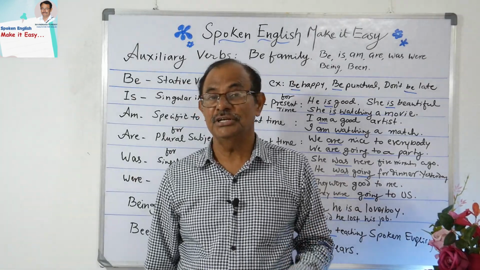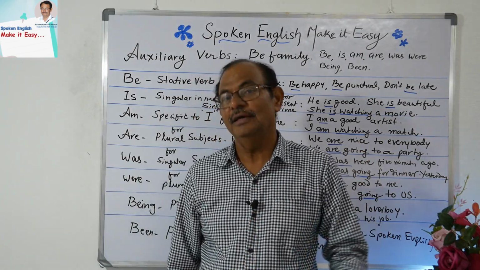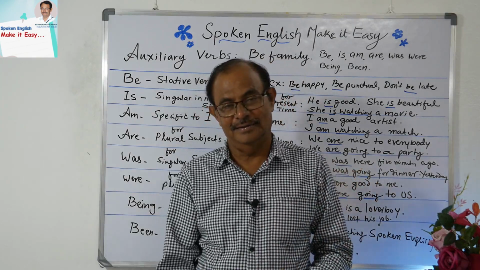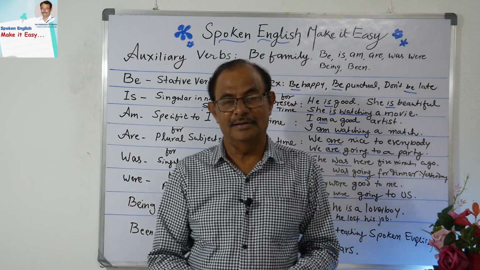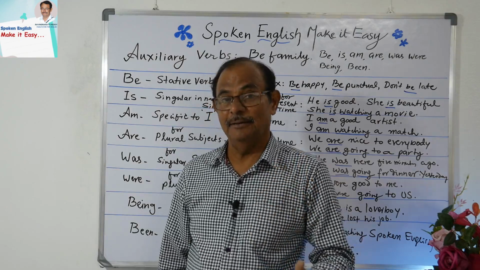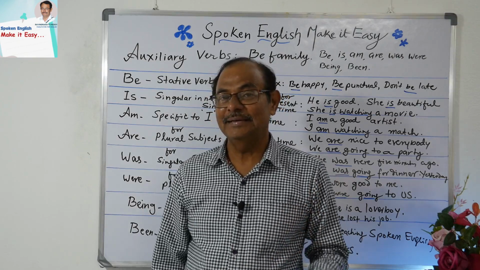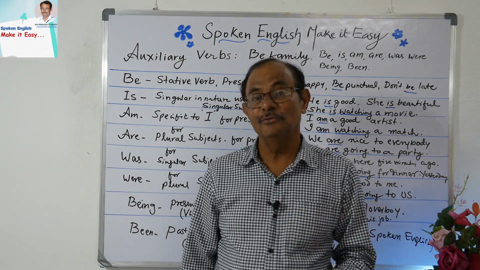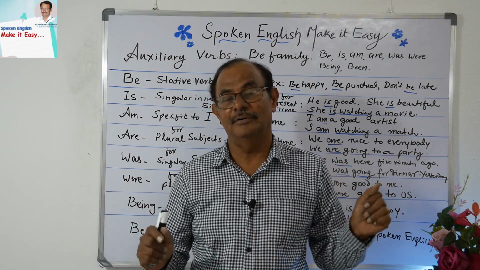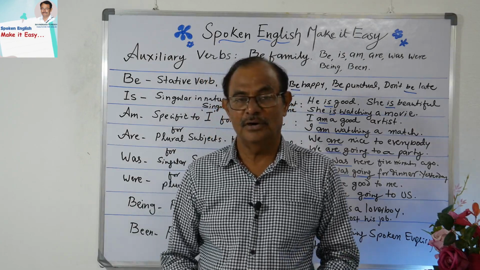Going, coming, watching, washing, driving, flying, anything. For all V4, it is dependent on be family auxiliaries. So without be family auxiliaries, we cannot use V4, that is the present participle. This is the fundamental. Remember this. Without be family auxiliaries, we cannot use V4, the present participle form of the verb. That is a progressive form. Present participle is nothing but the progressive form of the verb.